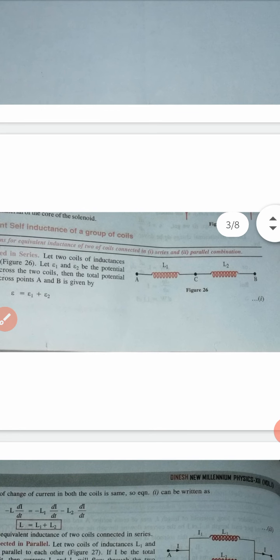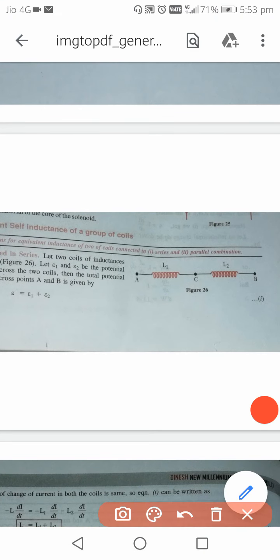So since they are connected in series, the same amount of current will flow through them, because we know in series current is the same, but their EMF will be different. So the induced EMF developed across this is, suppose, E1, across this E2, written as epsilon 1, epsilon 2. Then you can write E is equal to E1 plus E2, the induced EMF. And this is also correct.